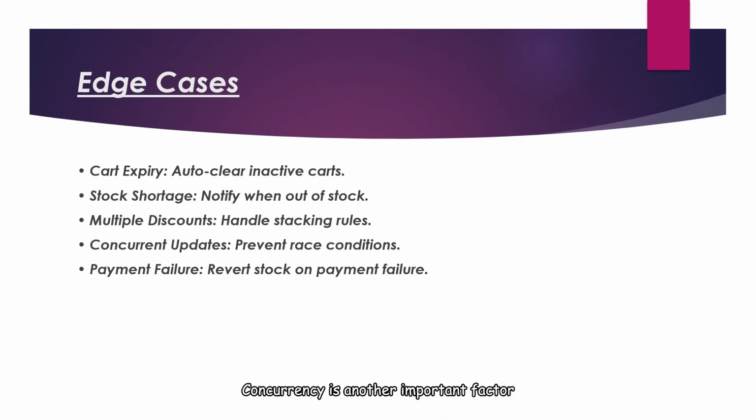Concurrency is another important factor to consider. What happens if two users try to access the same product at the same time? This requires handling race conditions. Finally, if a payment fails, we need to ensure the system reverts any changes like reserving inventory or adding products to the order and presents a clear error message to the user.